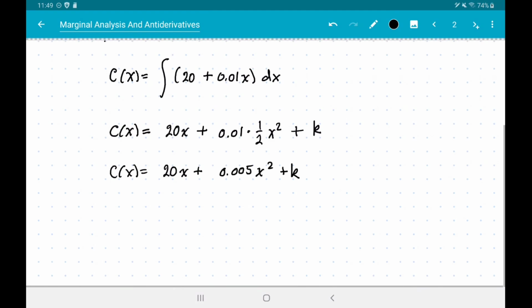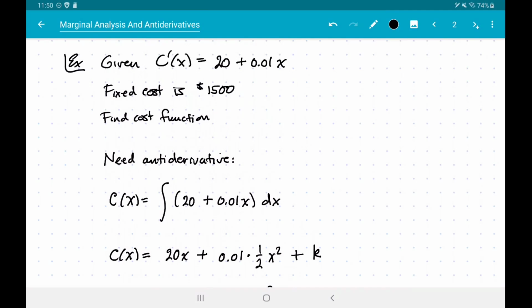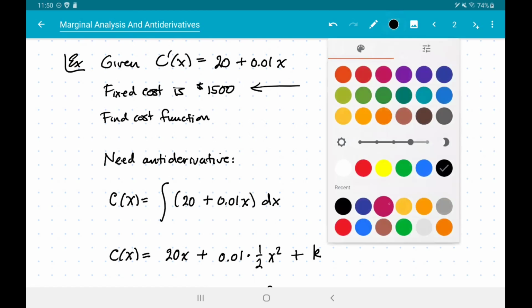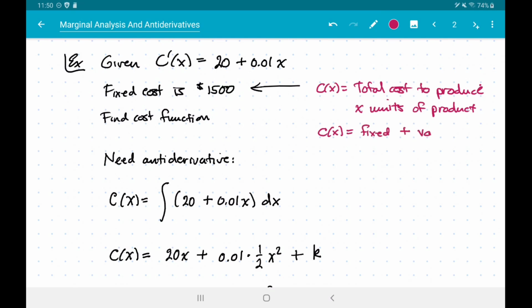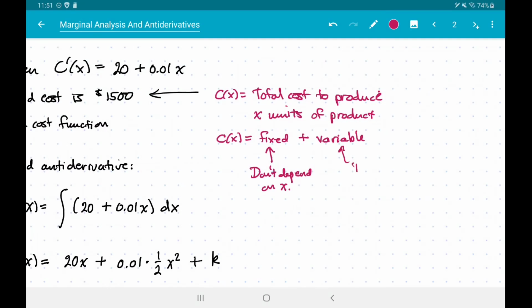How are we going to find K? Well, we've been told that the fixed cost for this business is $1,500. Now remember how cost works. C of x is the total cost to produce x units of whatever product this business is making. And remember how C of x can be thought of as fixed costs plus variable costs. The fixed costs don't depend on x. These are things like rent and maybe insurance that you have to pay the same amount for no matter how many units of your product you produce. And the variable costs, those are all the terms that do depend on x.